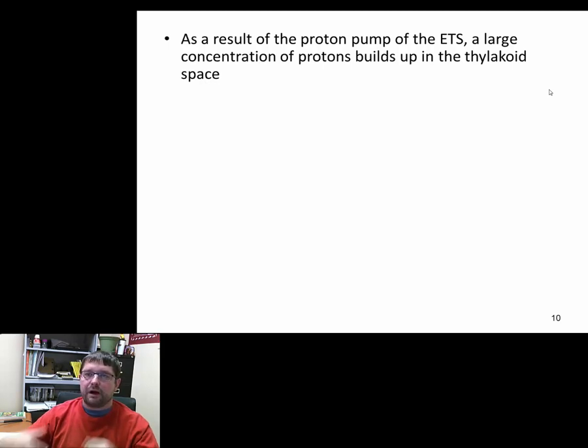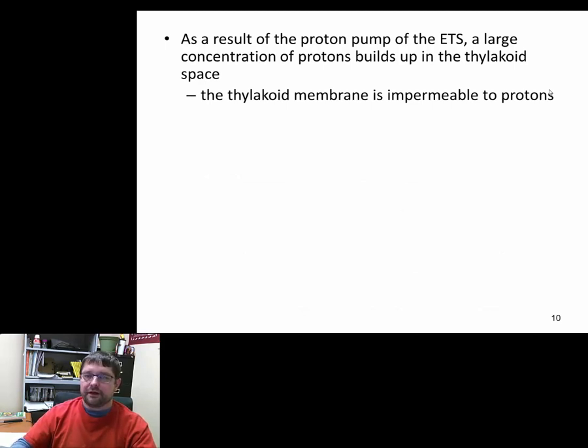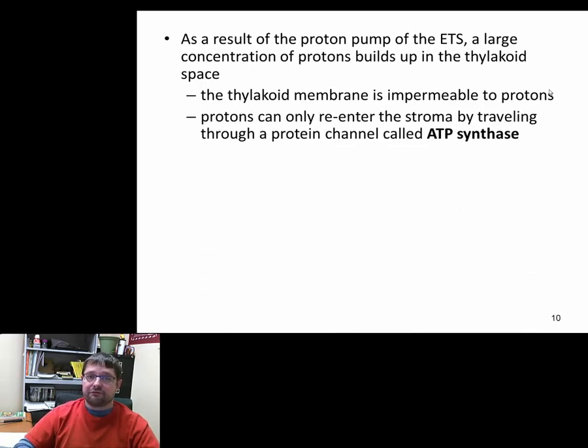So that result of pumping protons gets a large concentration of protons, hydrogen ions, in the thylakoid space. Now, like all membranes that we've talked about thus far, things that have charges and things that are polar cannot move across the membrane. And that's due to the fatty acids. So you get all these protons on one side. They're trying to get back across, but they can't. The only way they can get across is if they go through a protein channel.